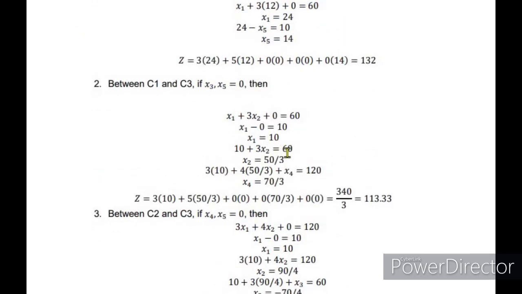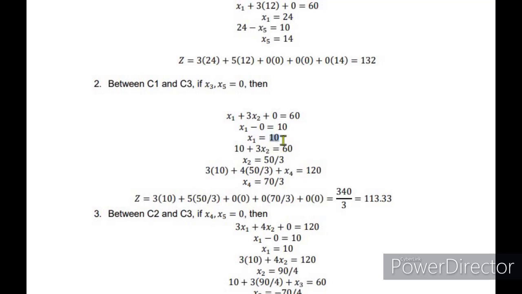Next, computation under algebraic method between C sub 1 and C sub 3. So here we will just use two constraints at a time. So this first equation is the C sub 1 and this second equation is the C sub 3. Okay, so this 0 is x sub 5 because x sub 5 here is 0. That's why you get x sub 1 here, which is 10.